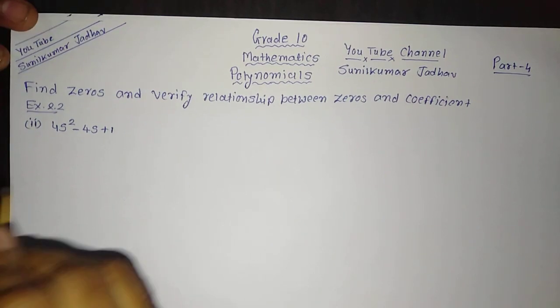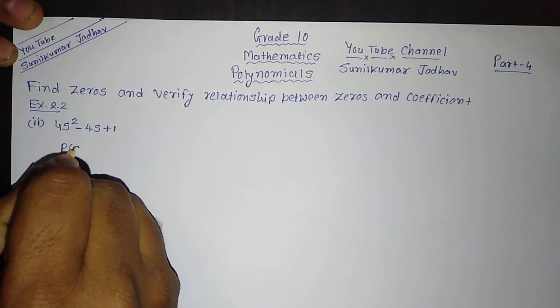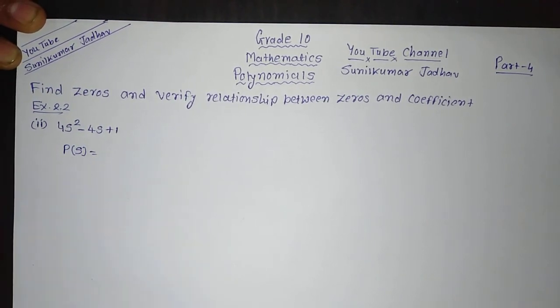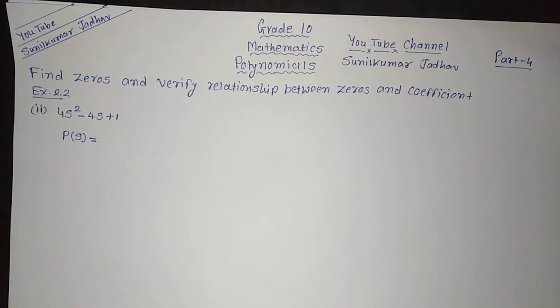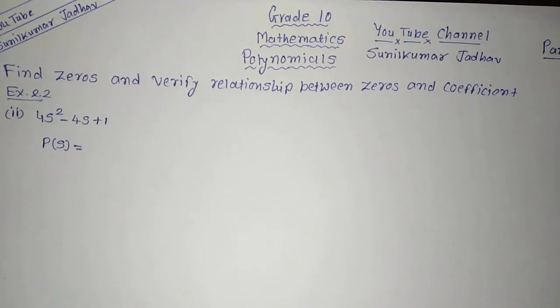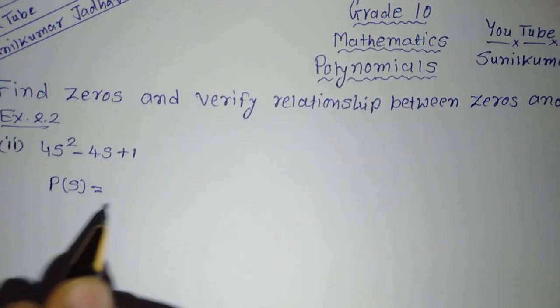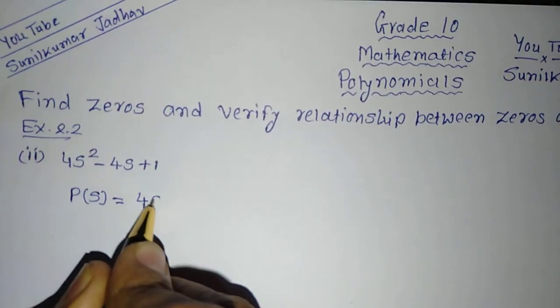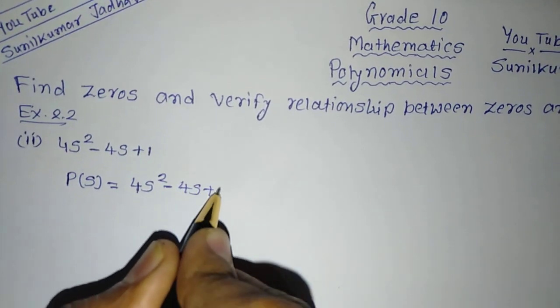Let us begin. We have this polynomial. I'll give the name of this polynomial, that is p of s, because it has the unknown which is s. So here we have to find out the value of s. That means we have to find out the zeros of this given polynomial. That p of s is given as 4s square minus 4s plus 1.